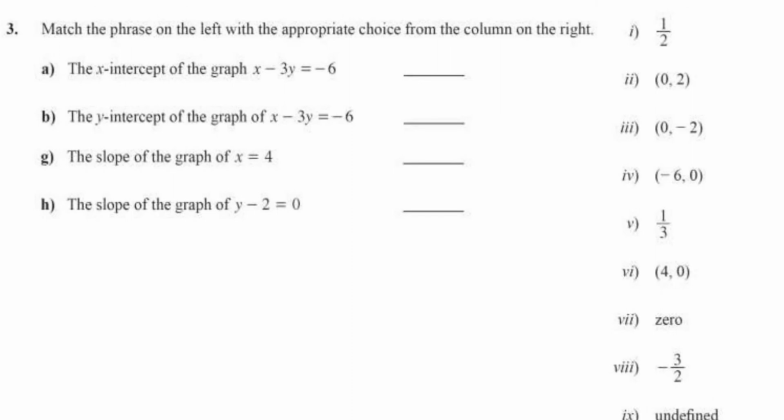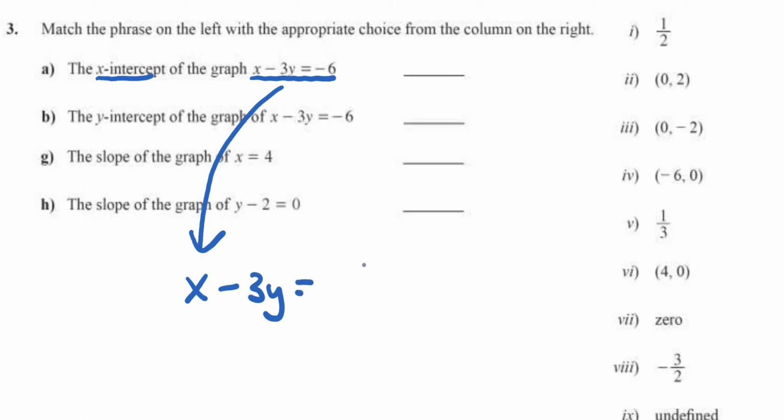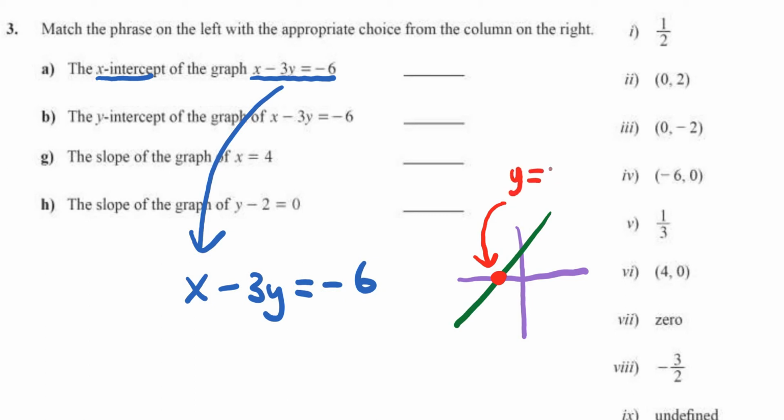So let's go ahead and figure out what's happening for 3A. What is the x-intercept of this graph right here? Let me rewrite that: x minus 3y equals negative 6. If you want to find the x-intercept, remember, an x-intercept is like this red dot right here. I don't know what the x value is because that's what we're finding, but the y value equals 0.